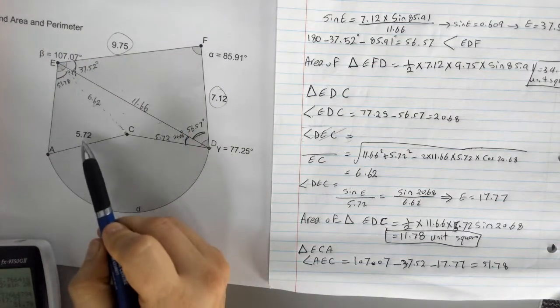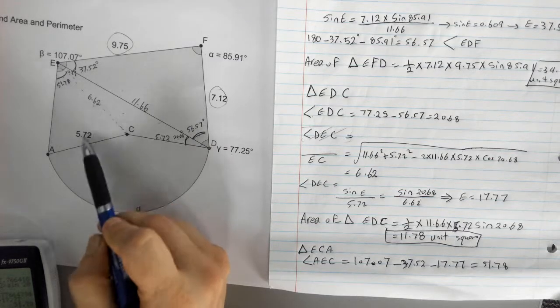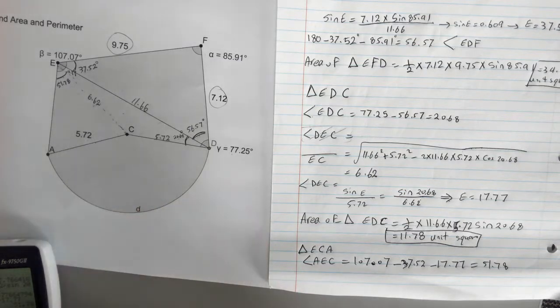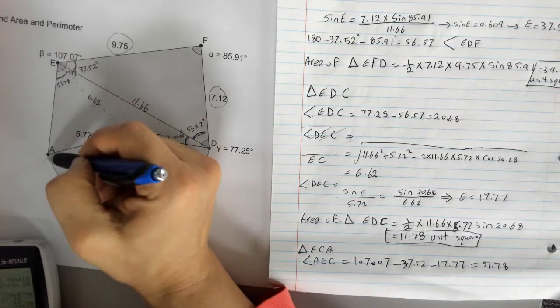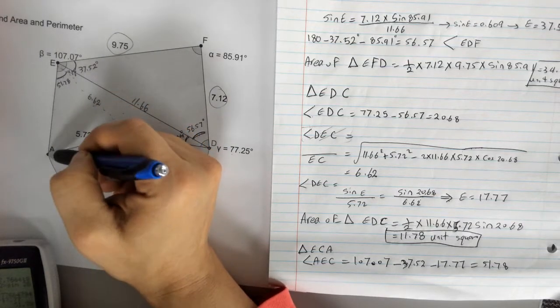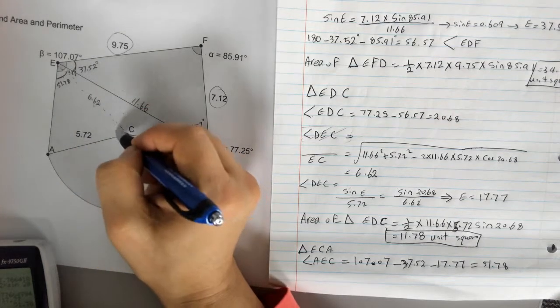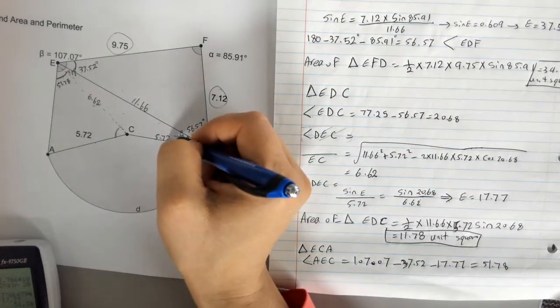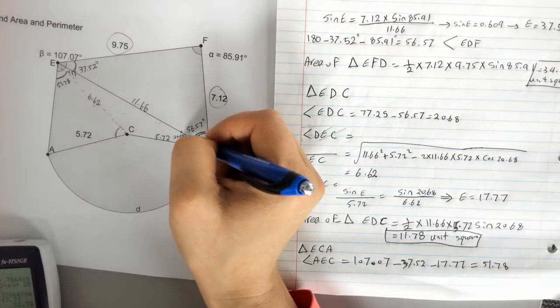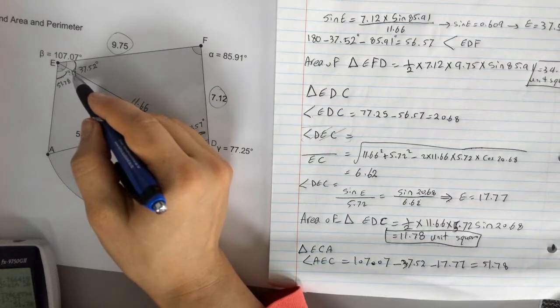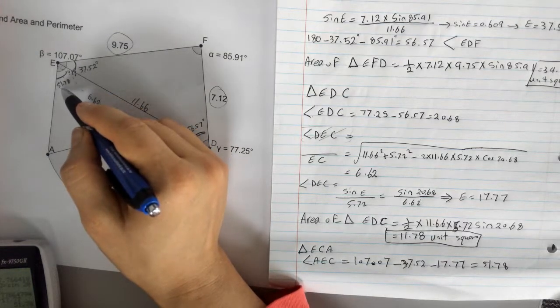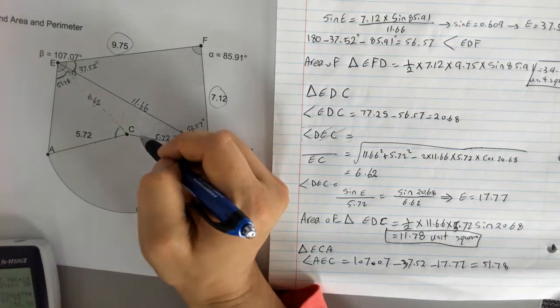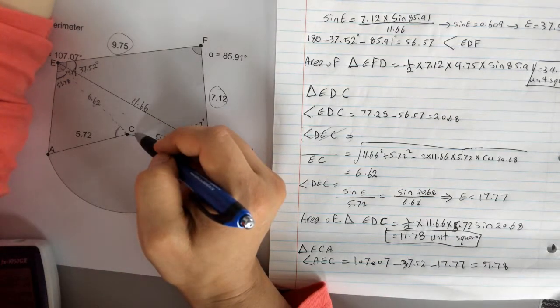I've got this side length and I've got the other side length. Now, to be able to use the area of a triangle, I must find this side in here, and to find this side length, I must know this angle in here. Now I'm going to use the cosine. So you've got 20.68, you've got 17.77, and you've got 51.78. Those are all the angles that I know already so far.